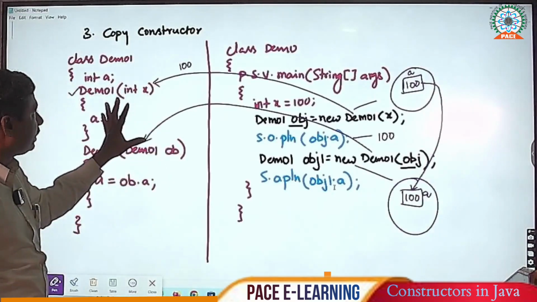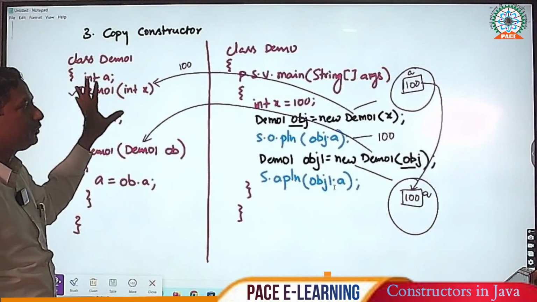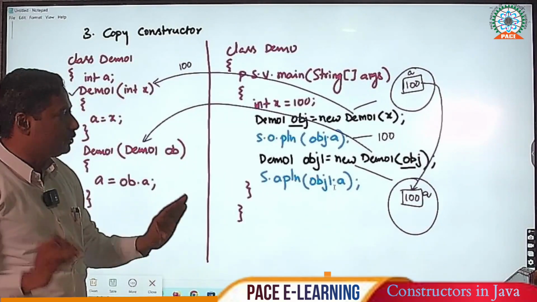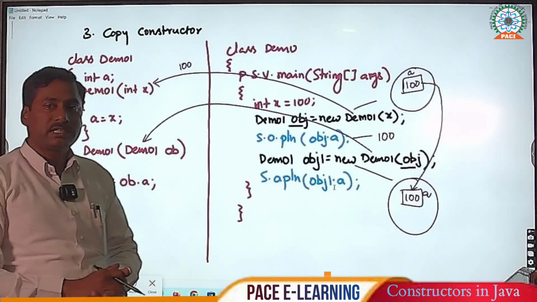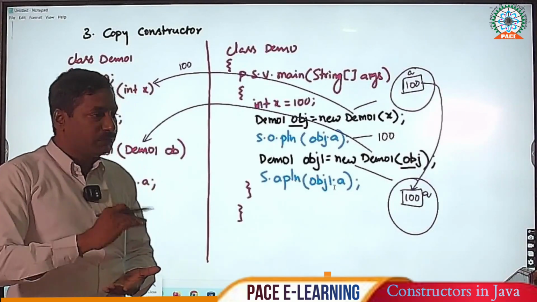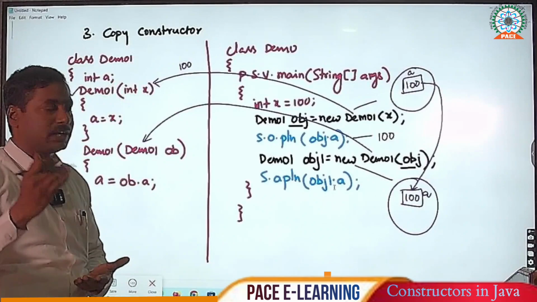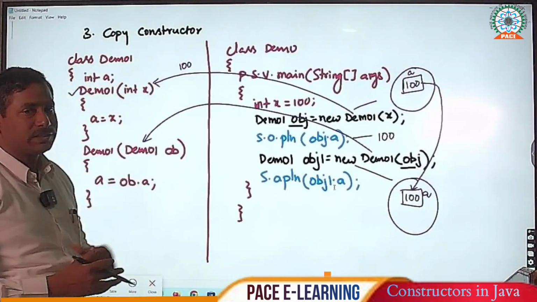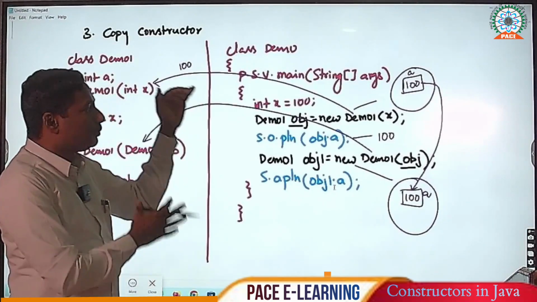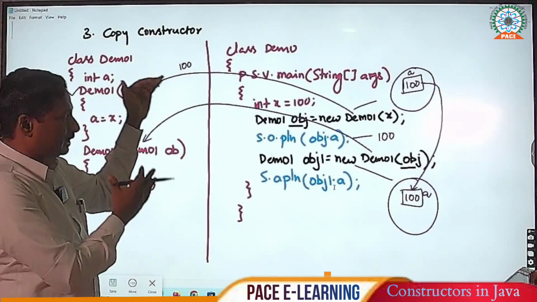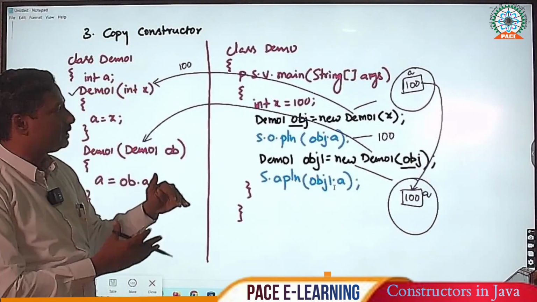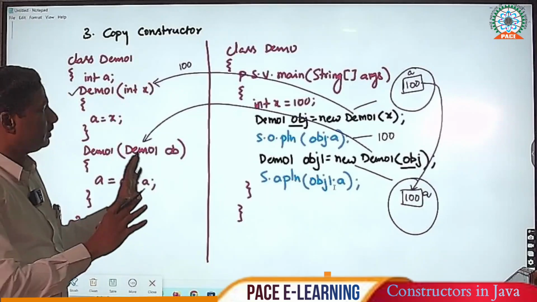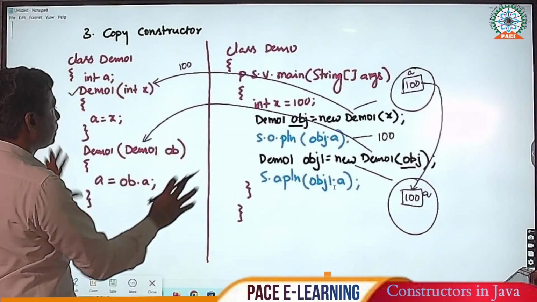If your requirement is no need to pass the argument, if you want all properties of different objects with the same value, you can go for the default constructor. If you want to initialize different object properties with different values, then you can go for the parameterized constructor. If you want to copy one object's property data into another object's properties, then you can go for the copy constructor. Let me demonstrate all these examples on my computer.